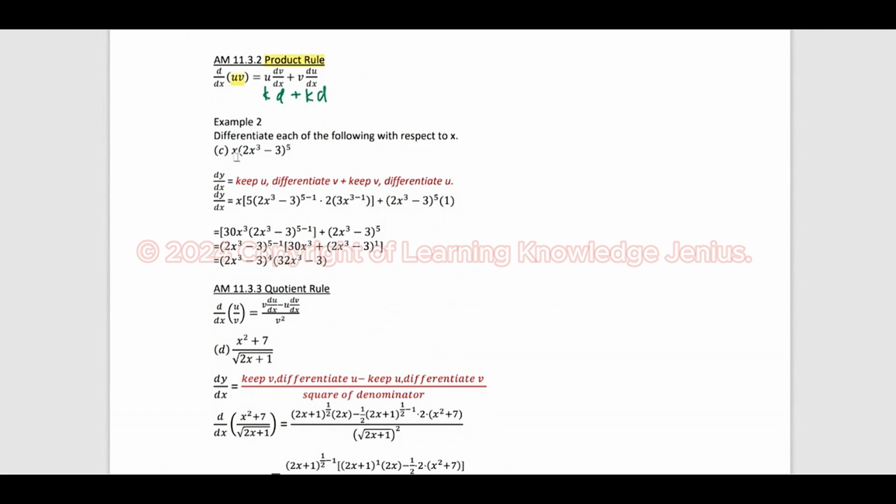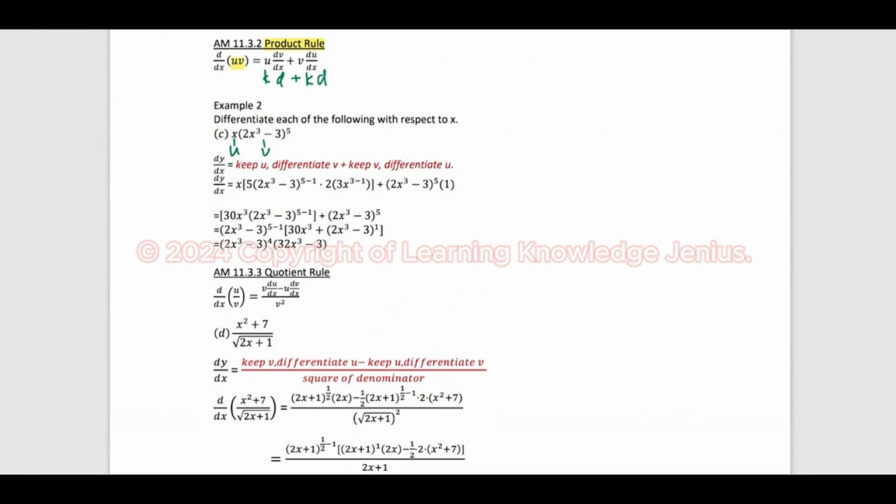Example 2 here, we have two functions. So this is, for example, the u and this is the v. We're going to use the differentiation by keep u differentiate v plus keep v differentiate u. So step 1, I'm going to keep the x. Step 2, I'm going to differentiate the v. But the differentiation of v in this case will be a bit complicated, so I will show you the differentiation of v separately first, at one side.